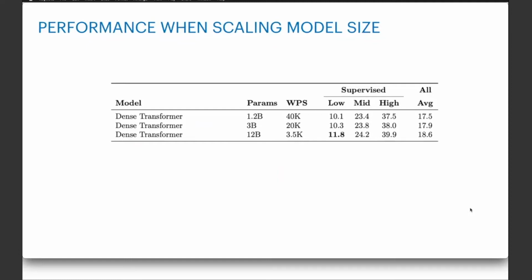So you want this number to be as high as possible, otherwise you're going to be waiting forever to get your actual translation. And then we have our translation results, so we can just break down as low, mid, or high resource, or again, just average across everything.